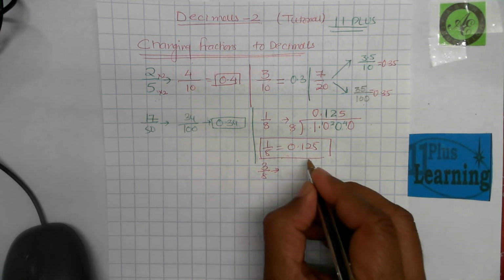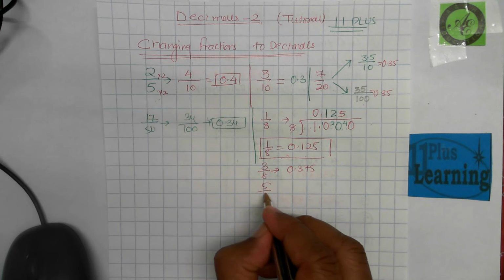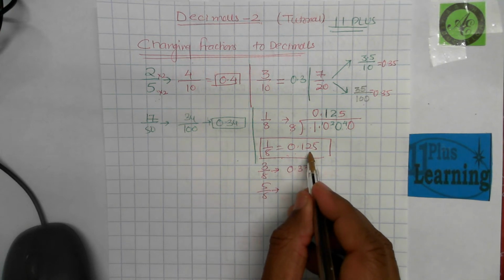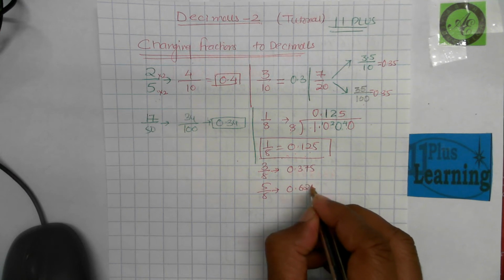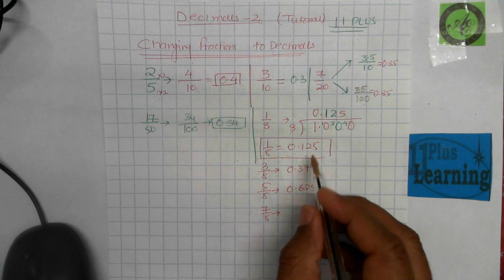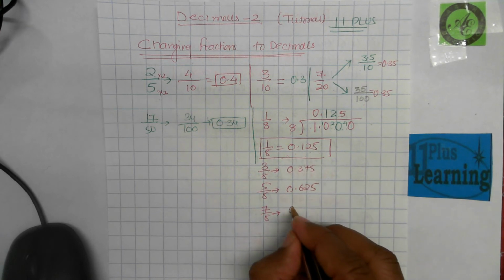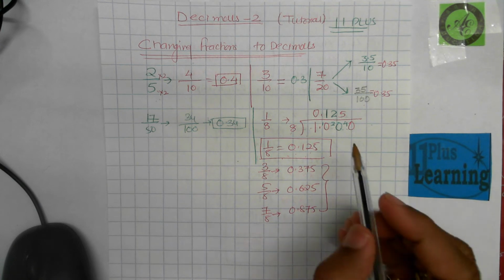3/8 is 3 times this, so multiply this with 3. 5/8 is multiply this by 5. So this is 0.625, I think. Then 7/8 is multiply this by 7, so this will be 0.875.